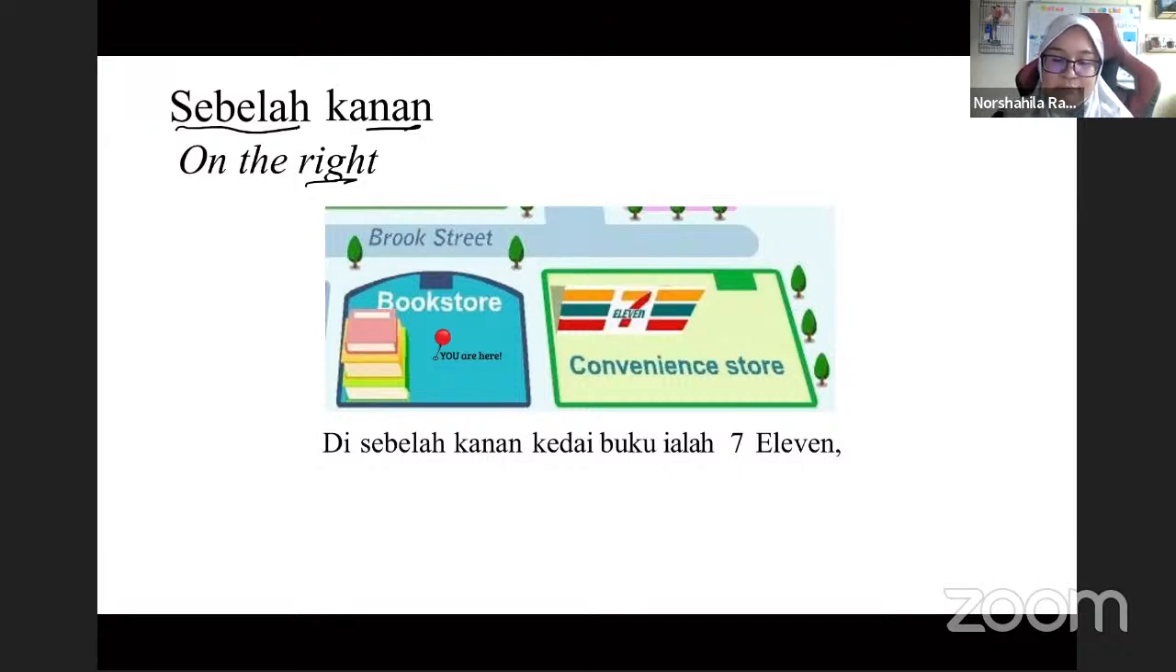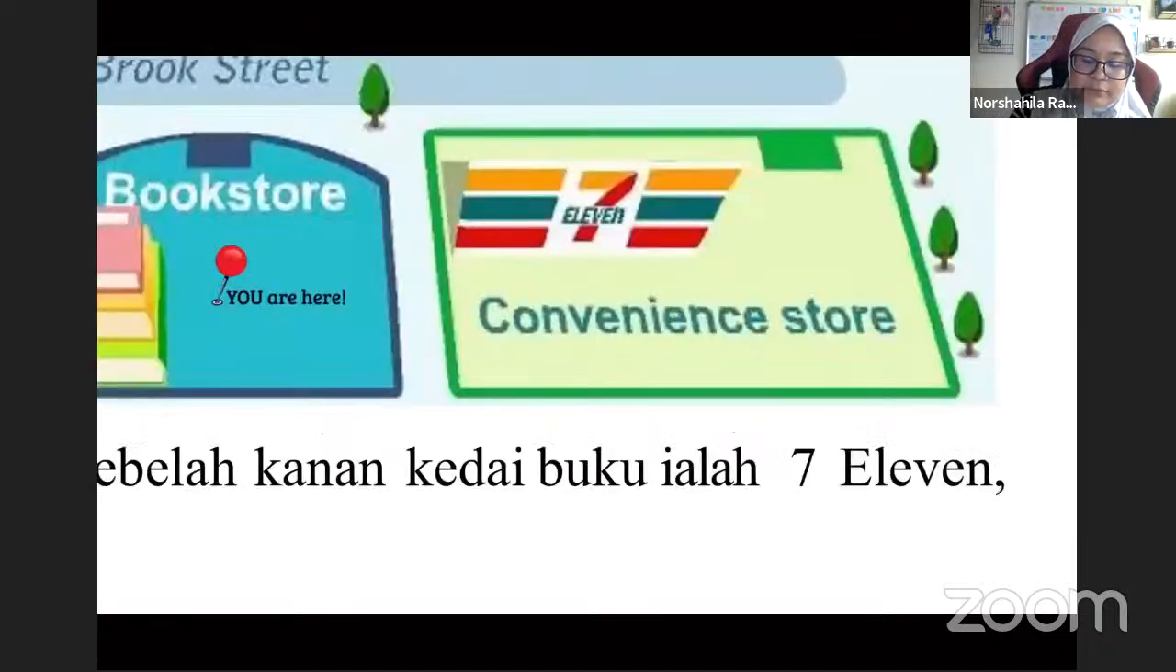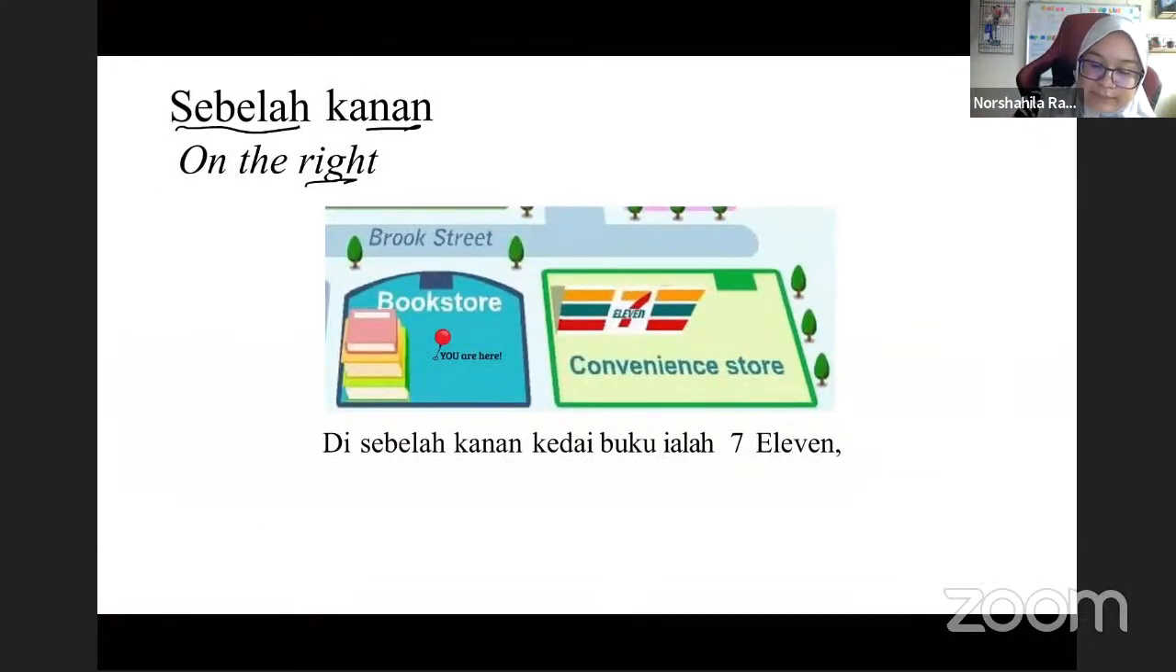Okay, for now, you are facing the screen, right? So you are at a bookstore. Okay, what is bookstore in bahasa Melayu? This is you, we are here. So bookstore is a kedai buku. Okay, kedai buku. So when you are facing your screen, this is going to be your right. So di sebelah kanan kedai buku, on the right of bookstore is 7-Eleven.